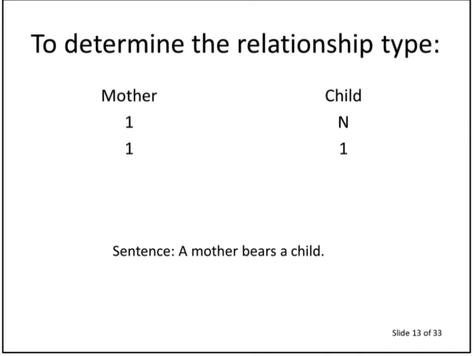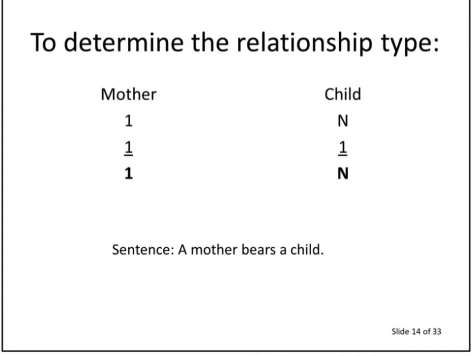If there's an N for many, the N always wins. Otherwise, it's just one. So in the mother column, it is all ones, so that becomes one. In the child column, there's an N, so that N overrides 1. So this is a one-to-many relationship. In this relationship, the mother table is the one table and the child table is the many table.